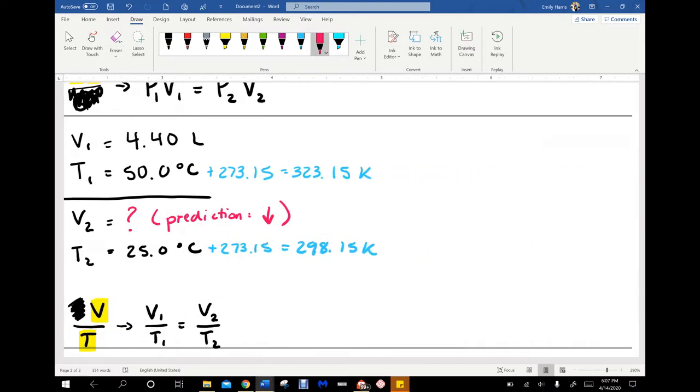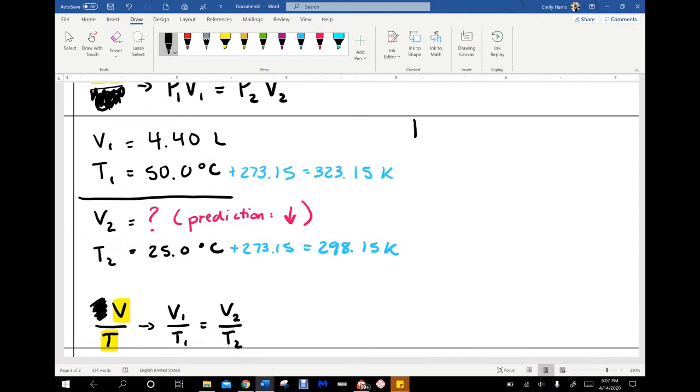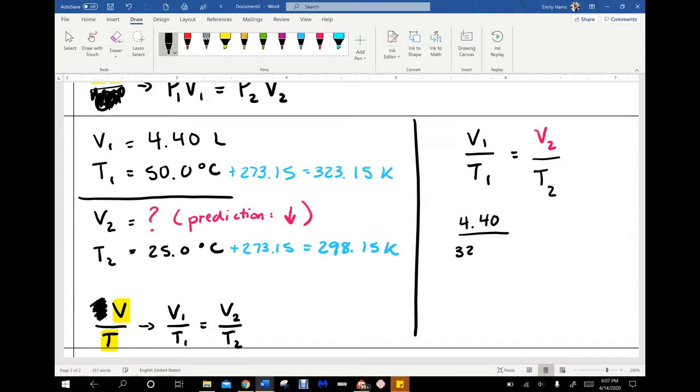All right, now with our work in mind, we're ready to actually set up our problem. So we have V1 over T1. We're solving for V2 as it's placed over T2. So let's fill in the values that we know. 4.40 liters over 323.15 Kelvin. We don't know V2, and that's placed over 298.15 Kelvin.